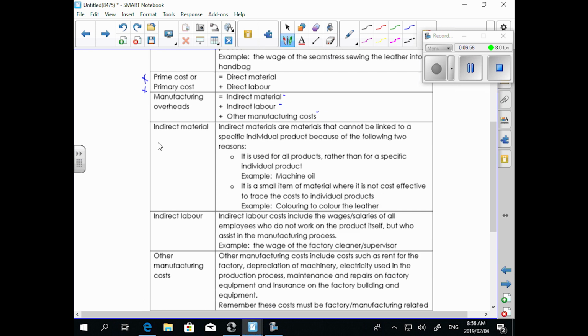Okay. Your indirect labor costs include the wages or salaries of all employees who do not work on the product itself, but who assist in the manufacturing process. So this is the wage of the factory cleaner or the supervisor. So we've still got a factory, you've got the person putting our chair together, the person putting our bag together, but what about the guy that has to come and make sure the machines are still working and making sure everyone's there? So not me as the finance person that's sitting in the admin office, that's an administrative thing, but the manufacturing staff, the factory staff, those are the people that we're looking for as indirect labor. So please don't confuse the salary of a finance person and the salary of your factory staff.